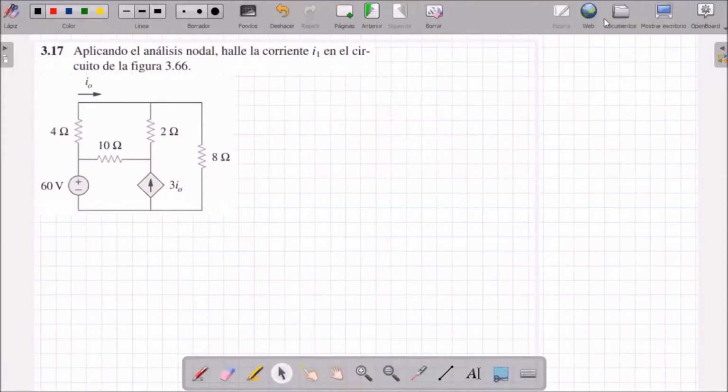Good morning. Today we are going to solve problem 3.17 of the book Fundamentals of Electric Circuits by Sadiku. This exercise asks me to determine the current I1 in the circuit shown in the figure. I suppose that it is a book error, because here we have I sub 0.